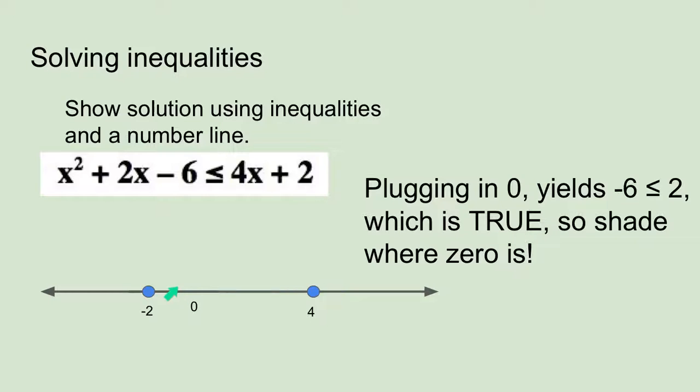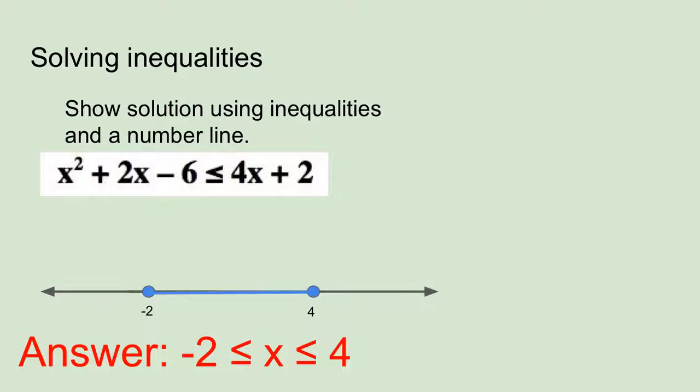So I'm going to shade where 0 is. So I'm going to color in here. And remember, these are colored in because that was equal to. If that was just plain less than, then these would be open. Okay, so then it is -2 is less than or equal to x is less than or equal to 4. Those are all the ways of solving equations and inequalities that you need to know for this unit.